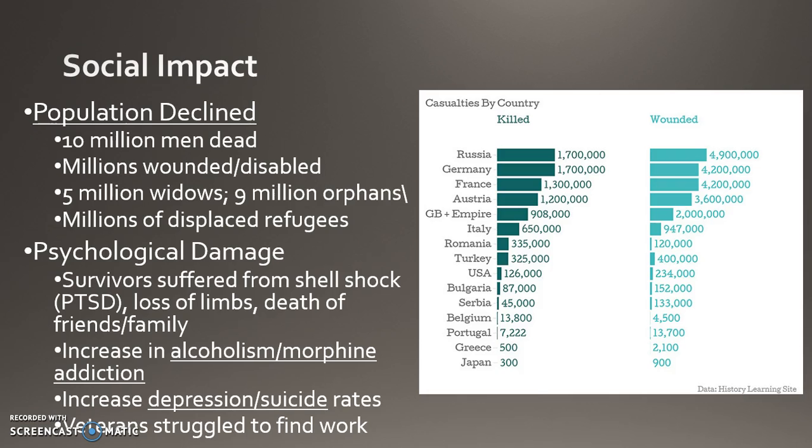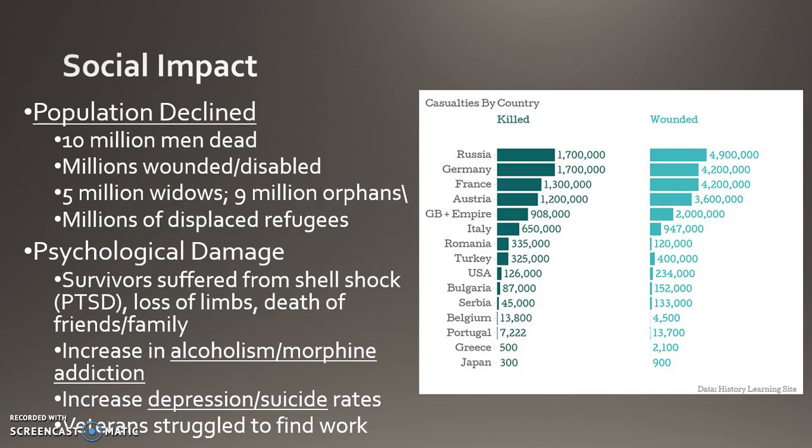So here are the consequences for society. Population declined exponentially. There are 10 million men who are killed in the war. Millions more are wounded and disabled. We see 5 million widows. Those are women whose husbands die in the war. 9 million children are orphaned, and there's also a lot of displaced refugees, people who don't have a home.